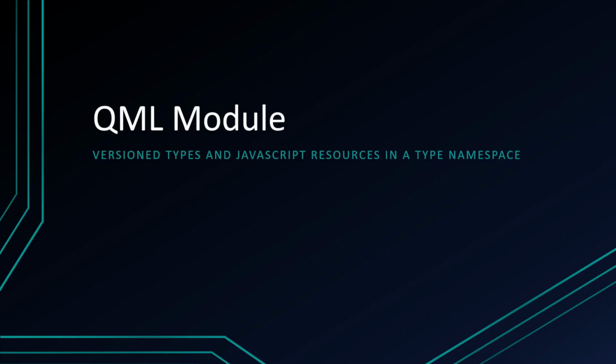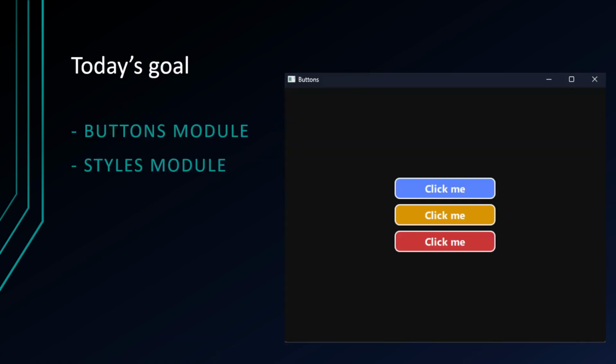In this video, we're gonna discuss one of the essential topics for large QML projects. A QML module provides versioning types and JavaScript resources in a type namespace. By the end of this video, we're gonna make this app with a buttons module for the items you see and a styles module for managing colors and theme.